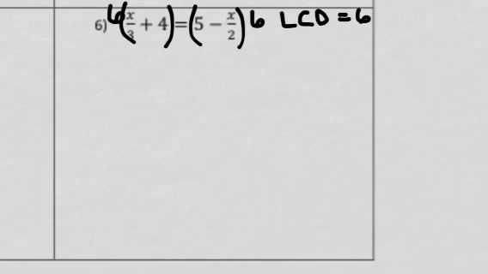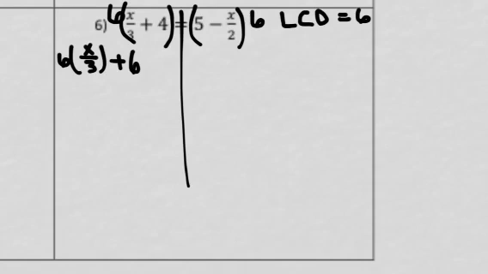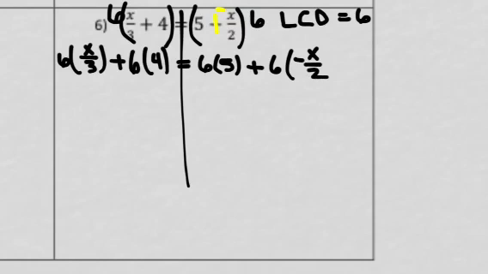So I use the distributive property. 6 times x over 3 plus 6 times 4 is equal to 6 times 5 plus, and remember I'm going to change this minus sign to be plus a negative, 6 times -x over 2. Watch what happens here. With my knowledge of cross-canceling, the 6 and the 3 canceled to become 2. And over here, the 6 and the 2 canceled to become 3.